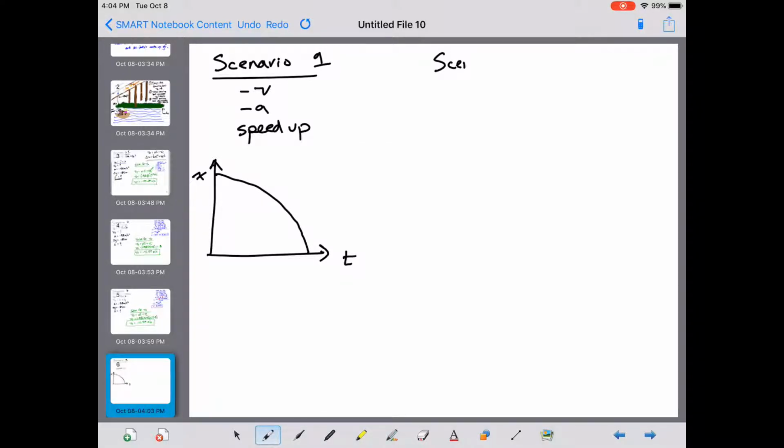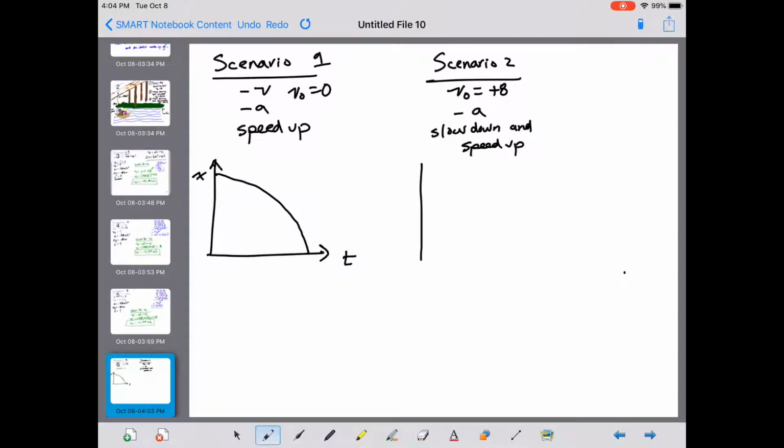Now, scenario number 2 is a little bit different. Initially, this over here was an initial velocity of 0. In scenario 2, I have an initial velocity of positive 8. So I move up and then I move in the negative direction. So I slow down and speed up. So what we have here is initially I am moving in the positive direction and slowing down. Then I reach the top of my motion and I move in the negative direction and speed up.